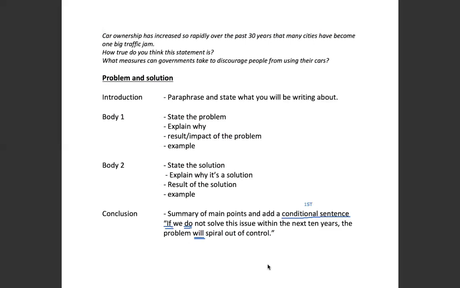Okay, if you don't know what conditionals are, then please go and look it up. It's a good sentence structure to use, right? And it'll improve your score for grammatical range and accuracy if you can add at least one conditional.